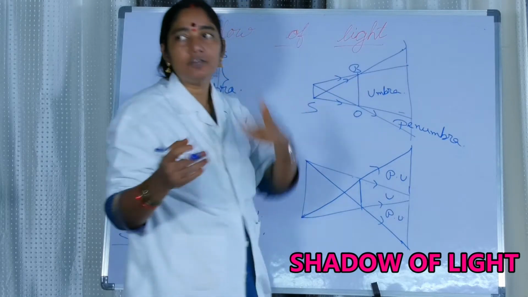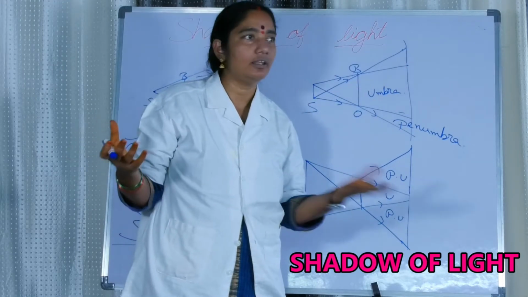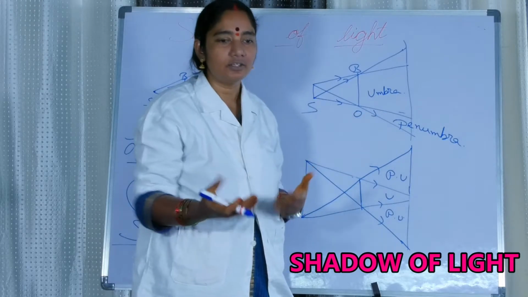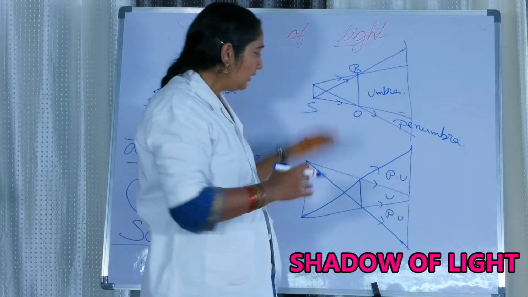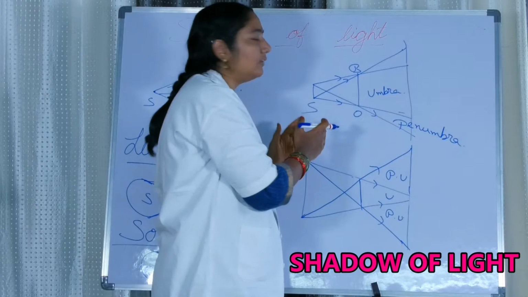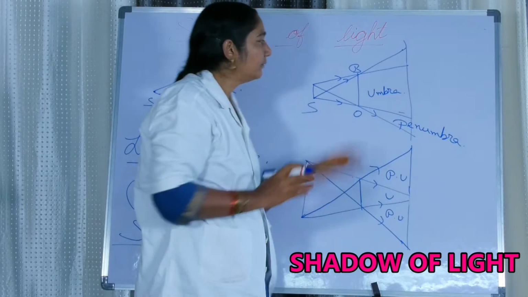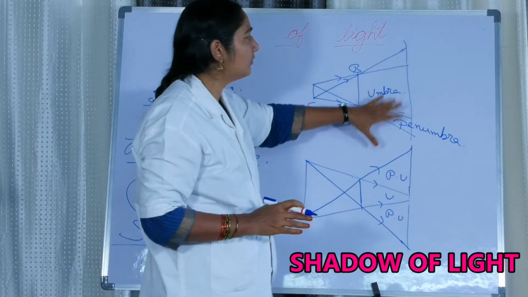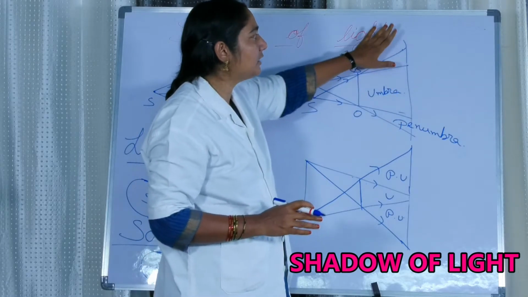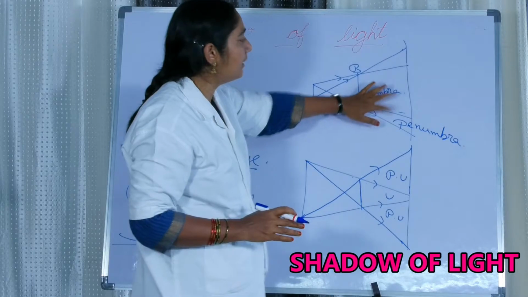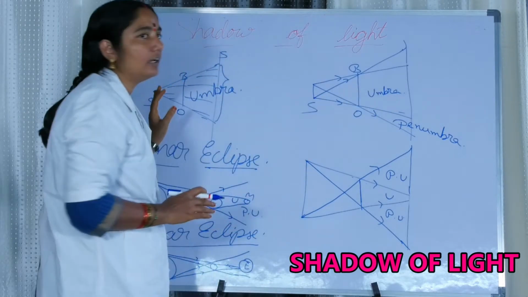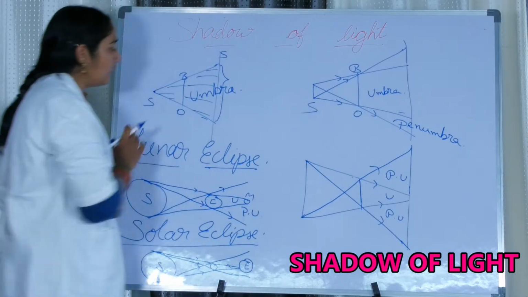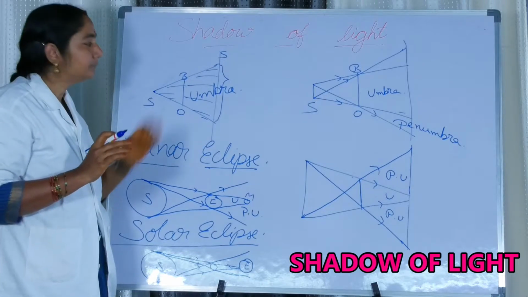Even if you just go and stand in the sun or near a light, you can see your own shadow. In the shadow you can see the dark part and the light part. The dark part of the shadow we call the umbra, and the light part of the shadow, where there is partial light, is called the penumbra. I think now you have an idea about what is umbra and what is penumbra.